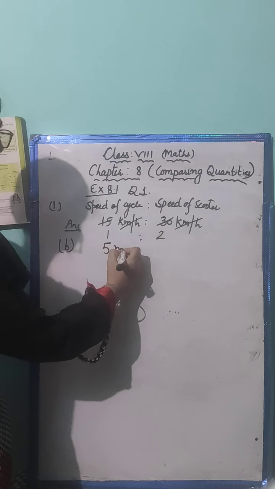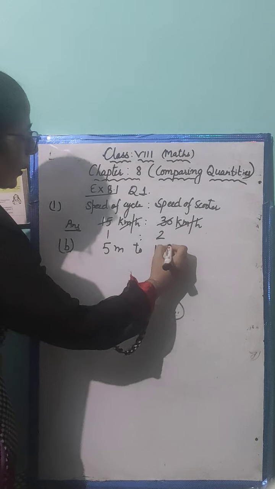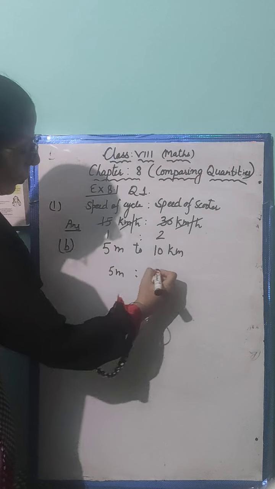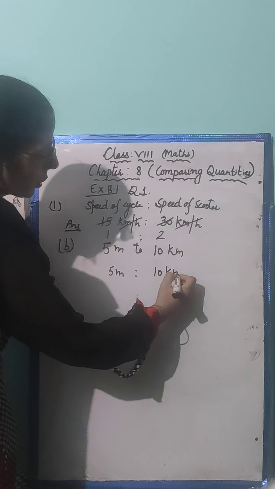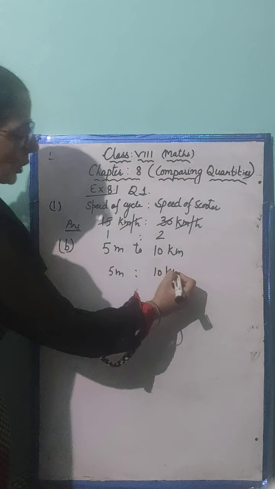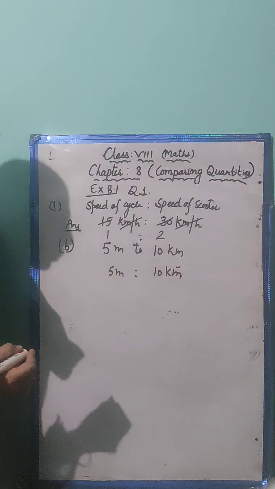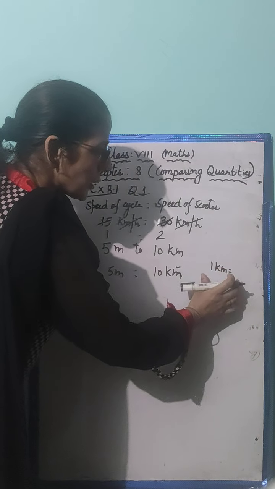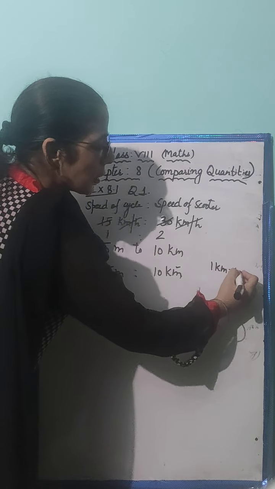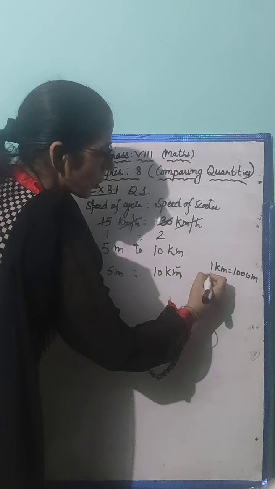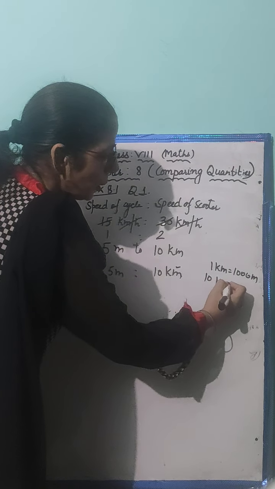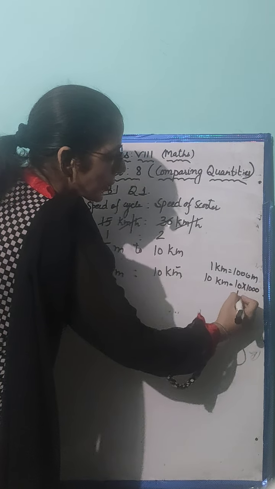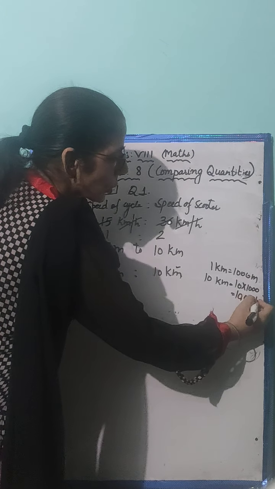Similarly, B part, 5 meter to 10 kilometer. 5 meter ratio 10 kilometer. So which is the bigger unit? This one. So we will have to change it into the smaller unit. 1 kilometer is equal to how many meters? 1 kilometer is equal to 1000 meter. So 10 kilometer will be equal to 10 into 1000, that is equal to 10,000 meter.